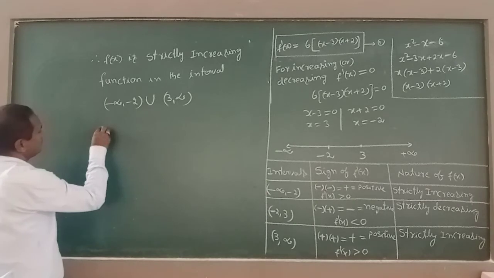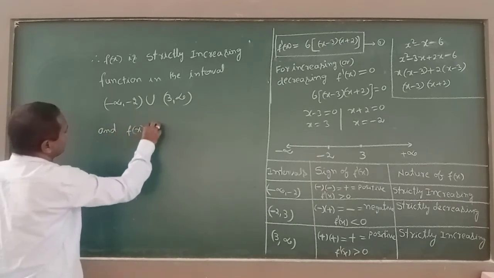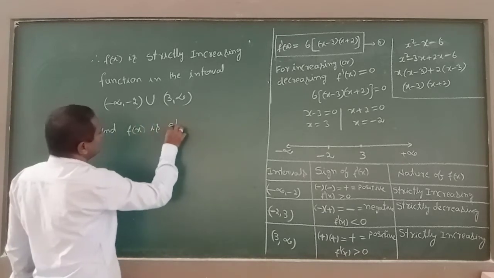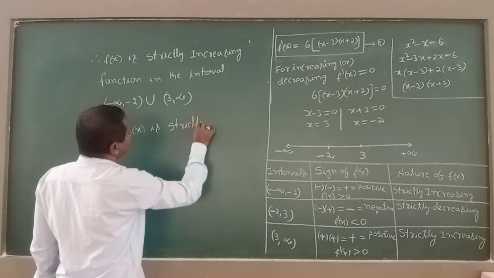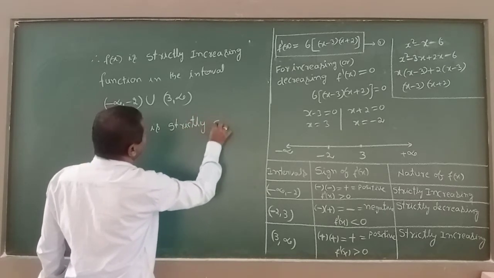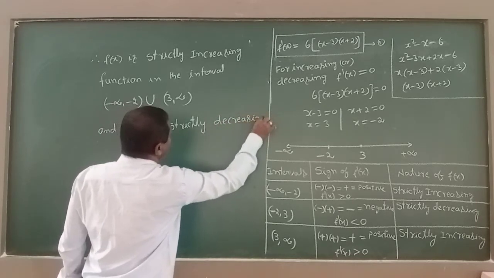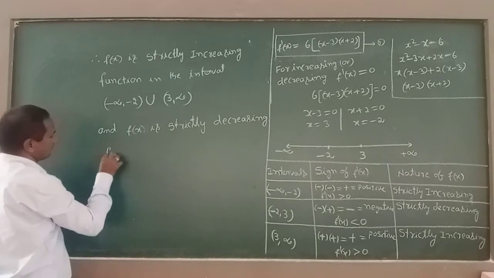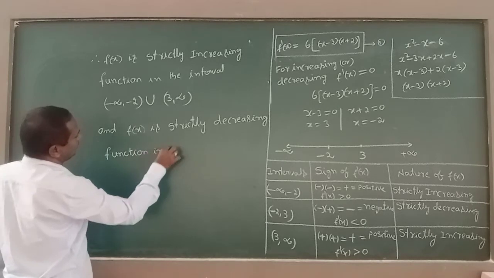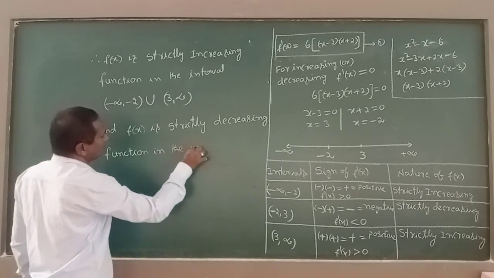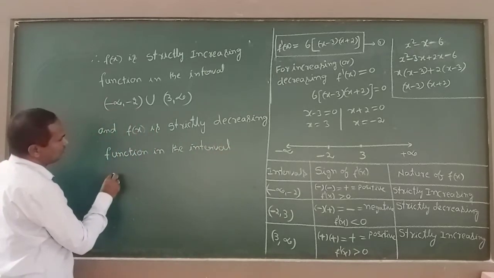and f of x is strictly decreasing function in the interval minus 2 comma 3.